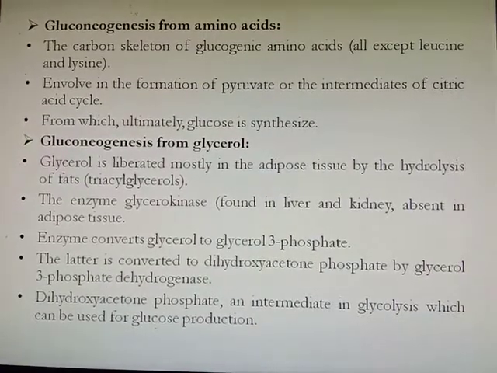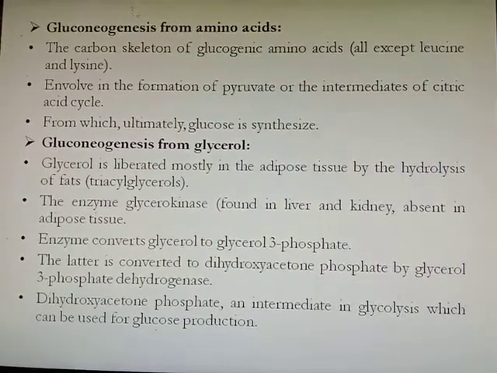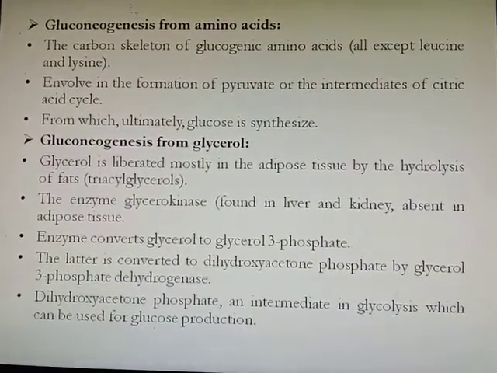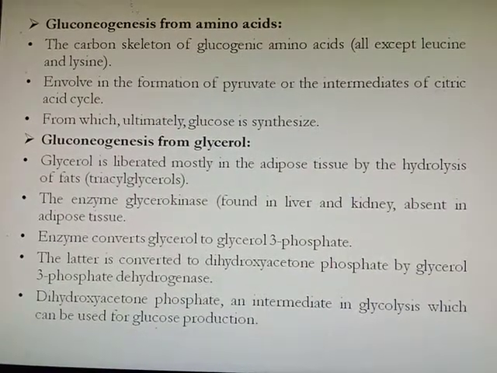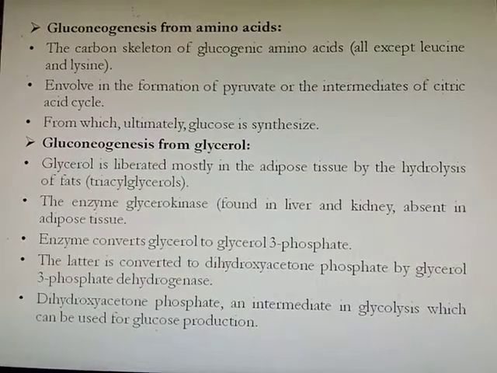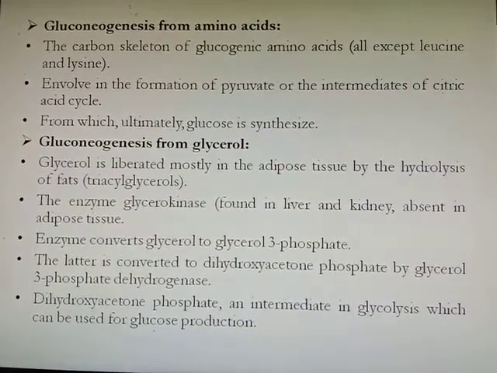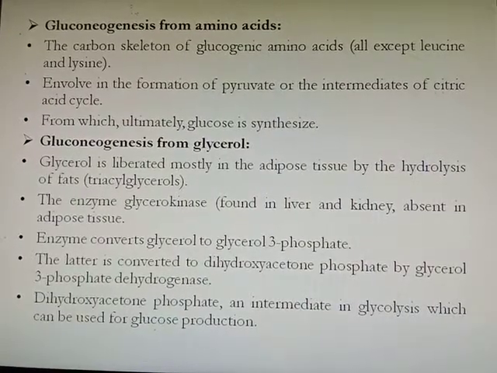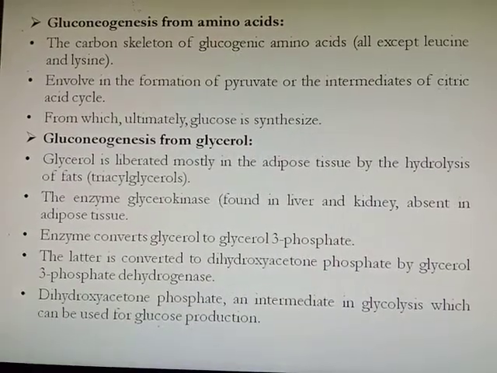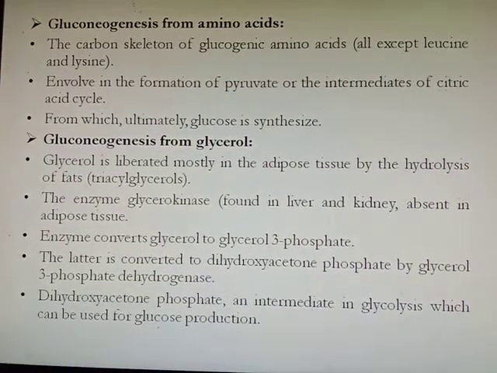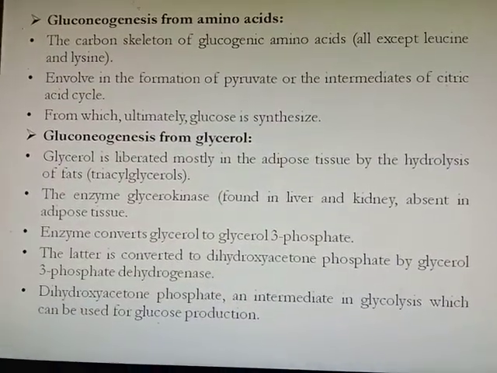Then the enzyme glycerokinase, found in liver and kidney but absent in adipose tissue, converts glycerol to glycerol 3-phosphate. Later, that glycerol 3-phosphate is converted into dihydroxyacetone phosphate by the enzyme glycerol 3-phosphate dehydrogenase. Then this dihydroxyacetone phosphate is converted into glyceraldehyde 3-phosphate, an intermediate of glycolysis, which will be involved in glucose production.